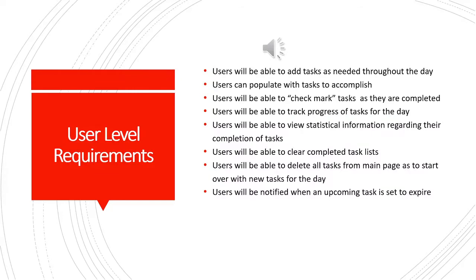And then on top of that, the user should be able to clear any completed tasks from that task list. They also should be able to delete all tasks from the main page so they can start fresh whenever they get to a new day, new tasks to complete. And then the final item, we want them to be notified when an upcoming task is set to expire.